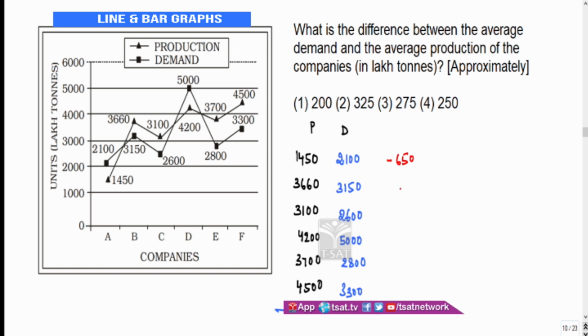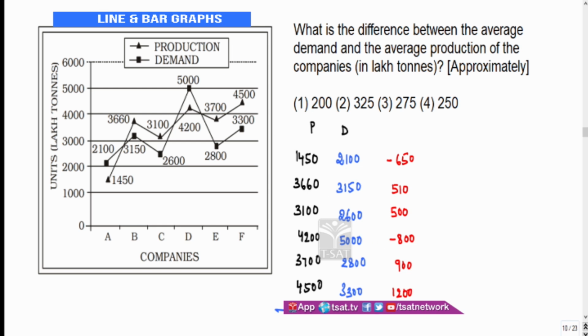Then here I would say 150 plus 450 plus 60, 510, that is plus 510. Here straight away 500 is the difference. Straight away minus 800. Here straight away 37 minus 28 is 900. Here 45 minus 33 is 1200.